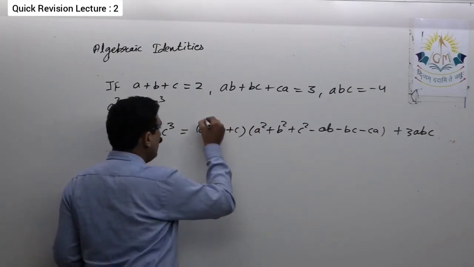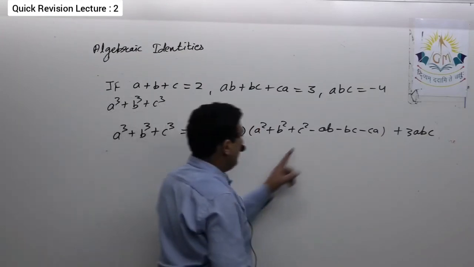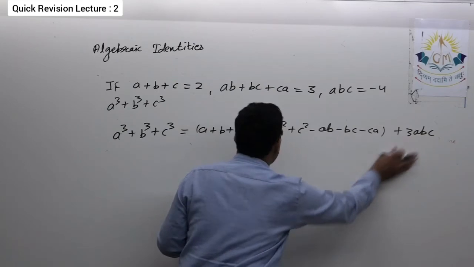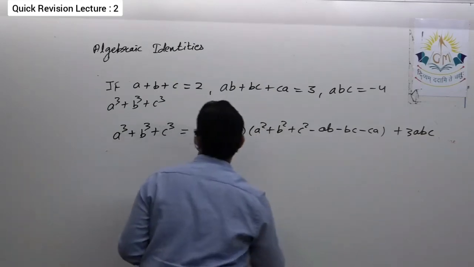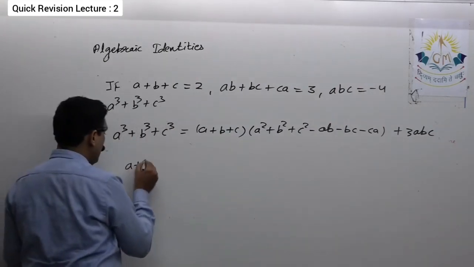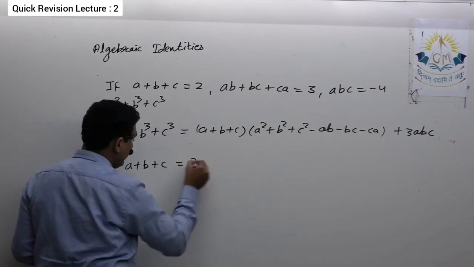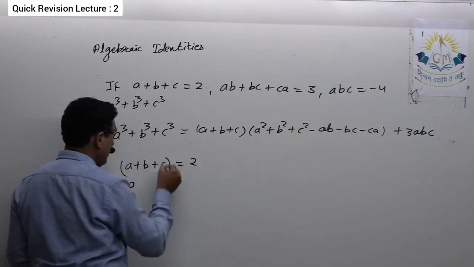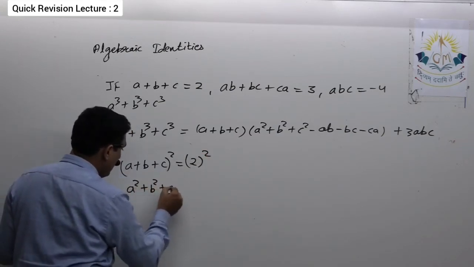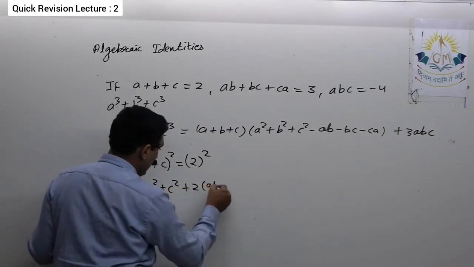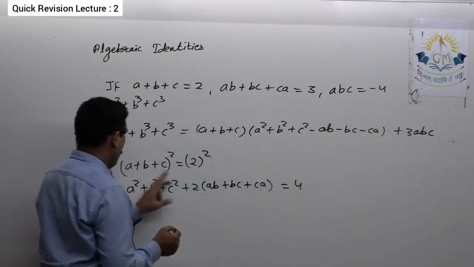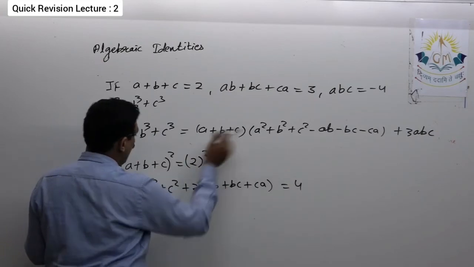Among these, I have the value of a plus b plus c. If I take the minus sign common, I have the value of ab plus bc plus ca. abc is also given. The only thing that I do not have is a square plus b square plus c square. So first of all I find this, and for that I use a plus b plus c equal to 2. Squaring both sides gives me a square plus b square plus c square plus 2 times ab plus bc plus ca is equal to 4. Now a square plus b square plus c square, that I need to find.